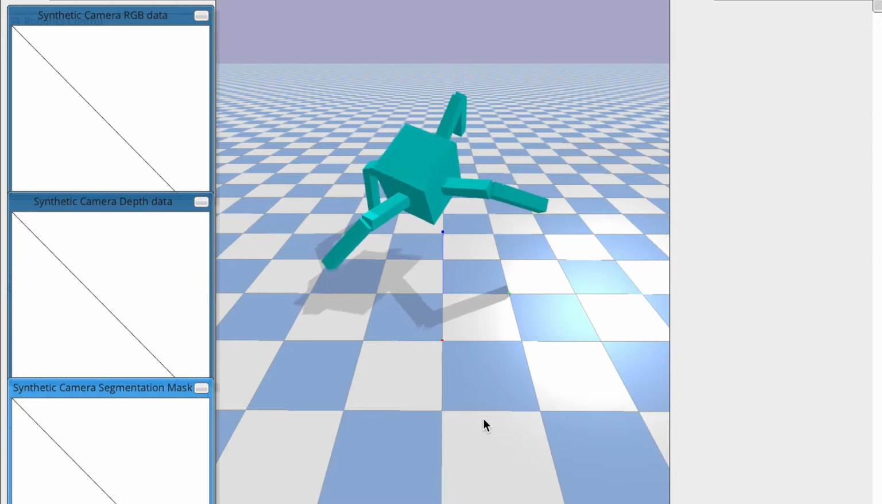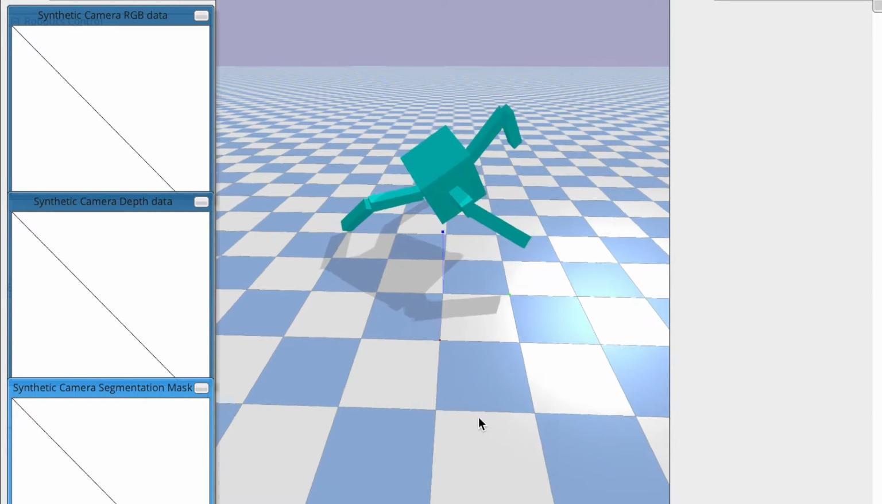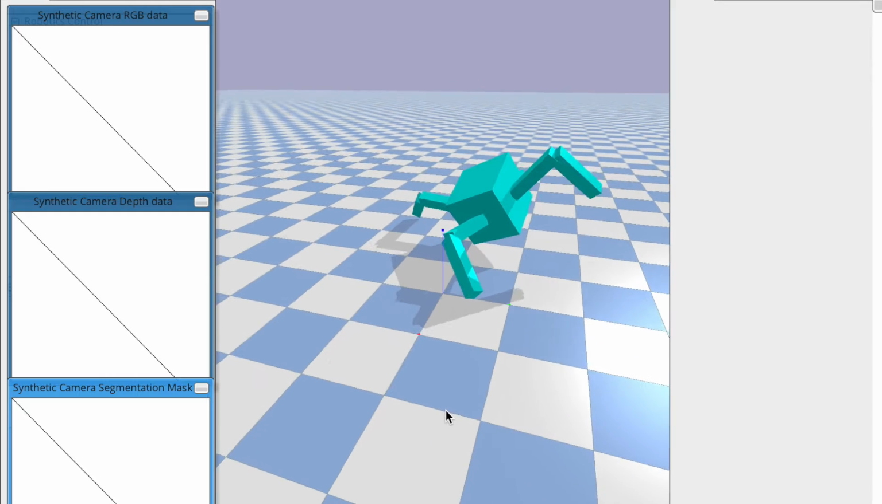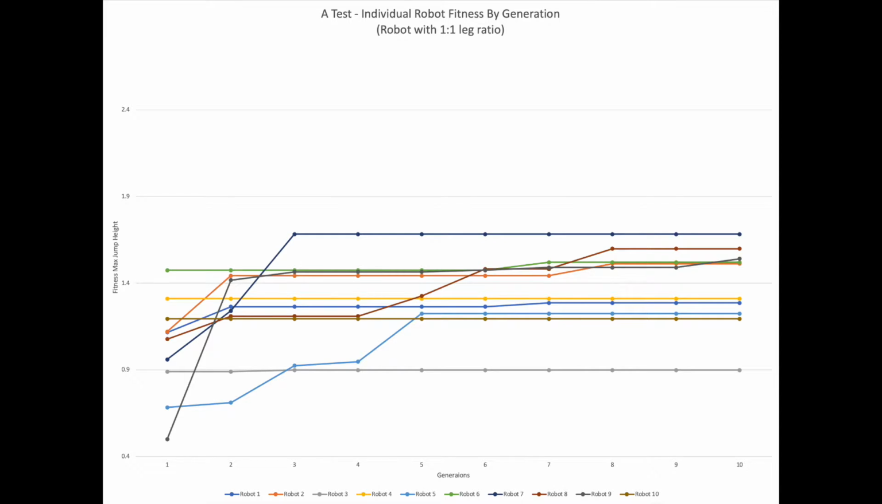robot over. These robots were evolved using the parallel hill climber method across 10 generations with a population of 10 for each robot, so there were 100 robots total per test. In this graph, we can see the progress of the population over 10 generations, each line represents a different robot, and the y-axis is the fitness of each robot plotted.